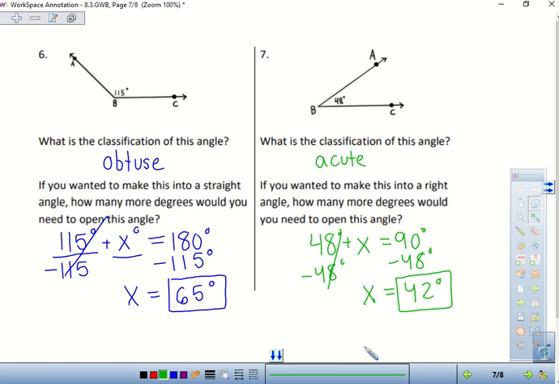So your goal is figuring out how many more degrees you need to get it to that angle measure that they want. Okay? Is everybody good with 6 and 7? Is everybody ready to move on to 8 and 9?